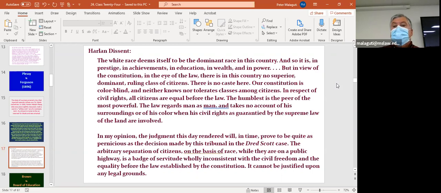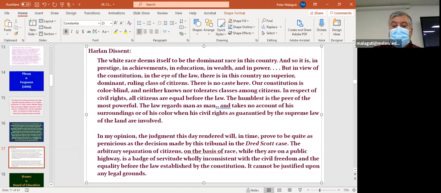He even says, in my opinion, the judgment of this day rendered will in time prove to be quite as pernicious as the decision made by this tribunal in the Dred Scott case. Now, by that point, Dred Scott was considered to be the worst case ever decided in Supreme Court history. So that's a pretty strong statement from Harlan. He would not live to see the decision in Brown versus the Board of Education.